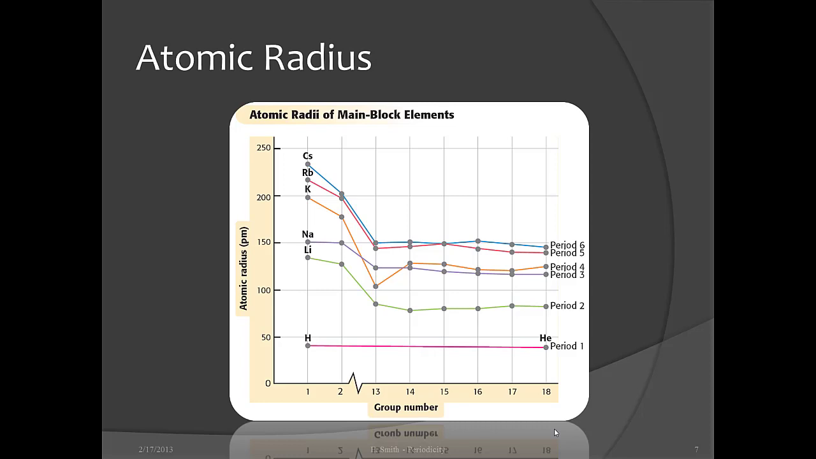But if we take a look at the period, let's say starting at lithium and going across all the way to neon, you can see that the size of the atom is slightly decreasing each and every time. And that's because of the addition of a proton and an electron. What that does is make the atom slightly smaller because the electron is entering the same energy level, meaning the same relative distance from the nucleus.